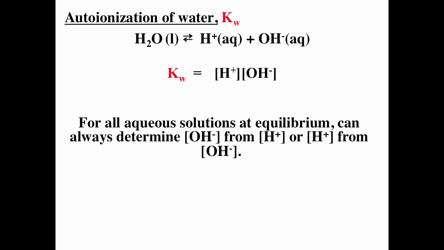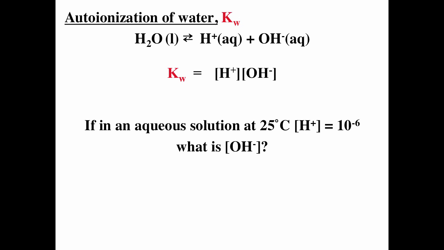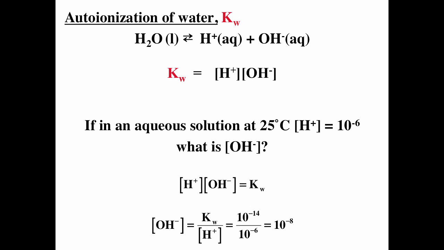Now this is actually a very important equilibrium because all aqueous systems have to follow this equilibrium. And so for all aqueous systems at equilibrium, you can always determine hydroxide ion concentration from hydrogen ion concentration, or hydrogen ion concentration from hydroxide ion concentration. So for example, if an aqueous solution has a hydrogen ion concentration of 10 to the minus 6, we can determine the hydroxide by solving for the hydroxide ion concentration. It's equal to Kw over hydrogen ion concentration. Kw at 25 degrees Celsius is 10 to the minus 14. And so 10 to the minus 14 divided by 10 to the minus 6 gives us a hydroxide ion concentration of 10 to the minus 8.